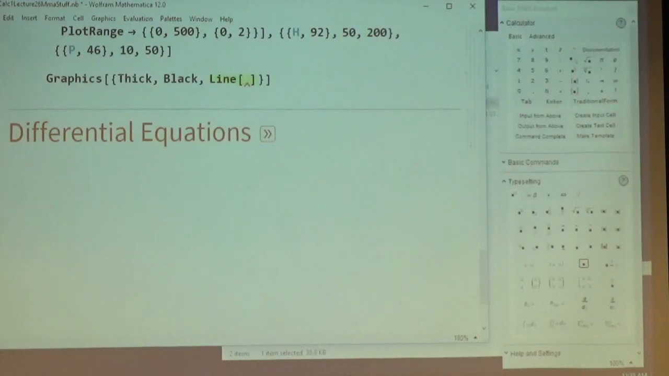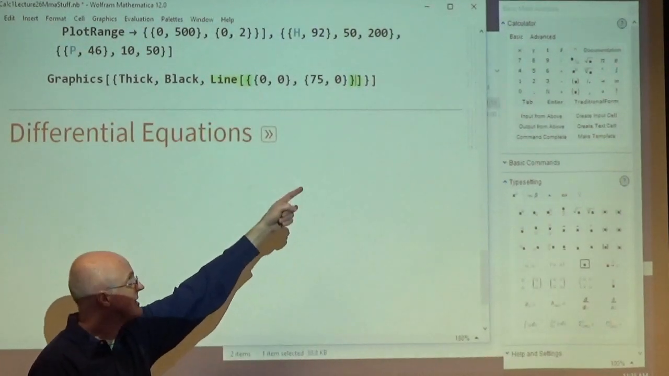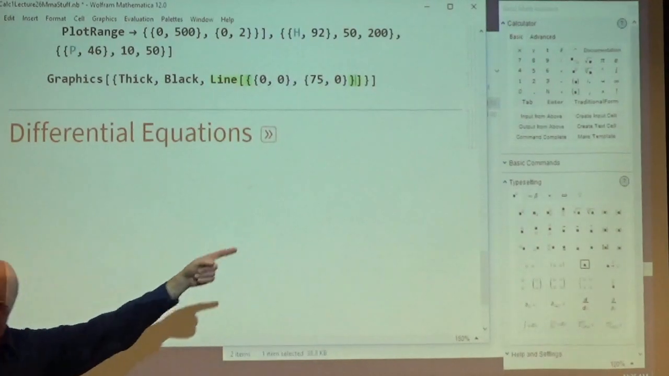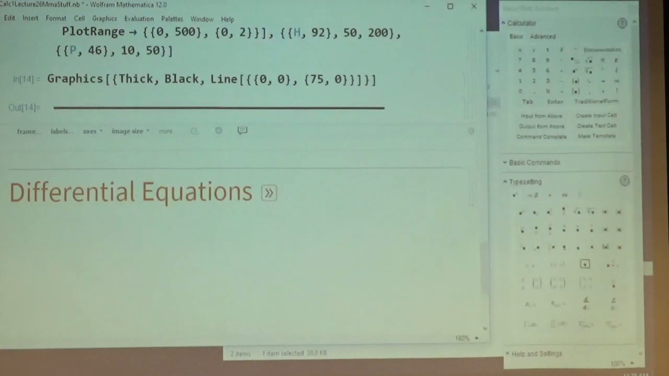What's the syntax of what goes in here? Say we want to say you are at the origin, and we want to go out to 75, 0 for the end of this line. That's the way you do it. This will make a line starting at the origin 0, 0, and going out to the point 75, 0. Now you can't see the axes, so how do you know that's 75, 0?